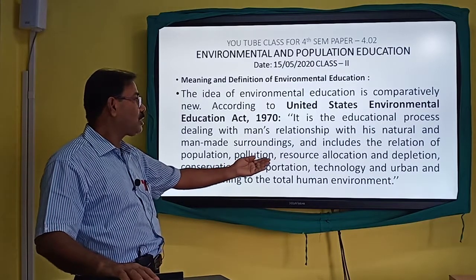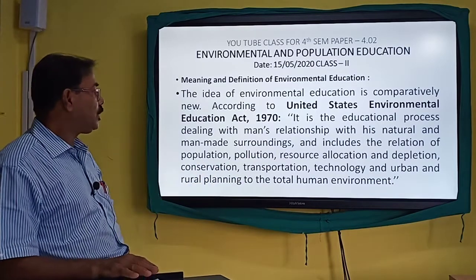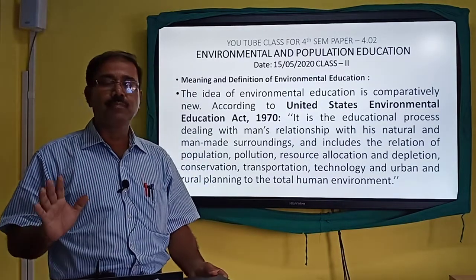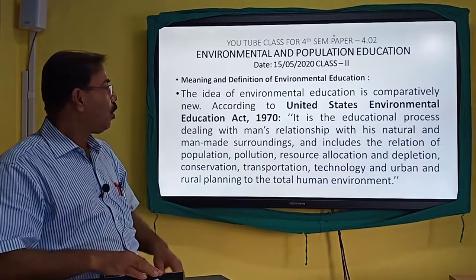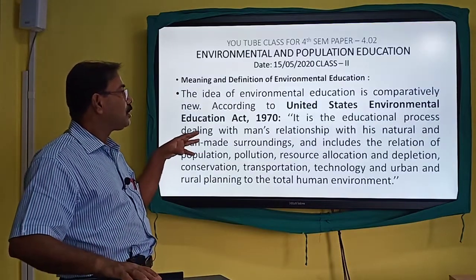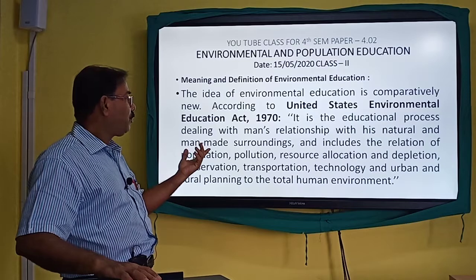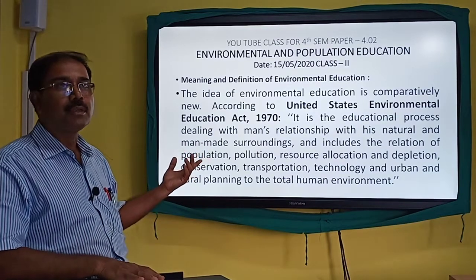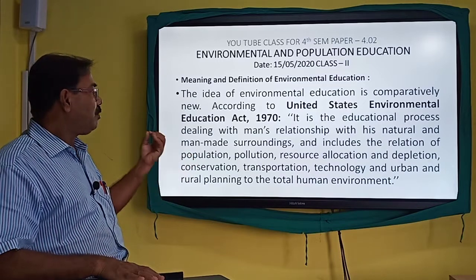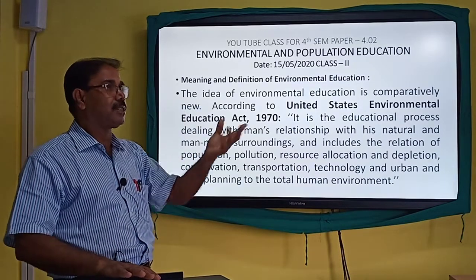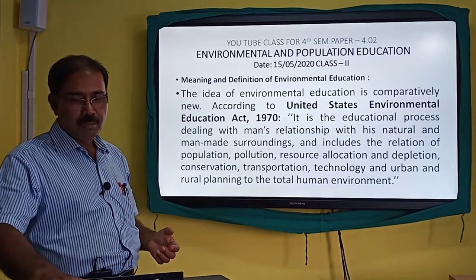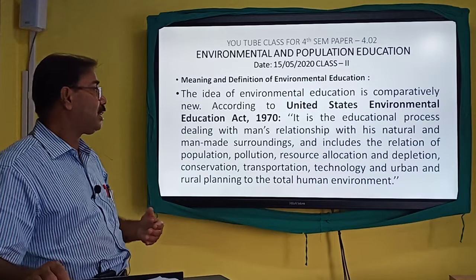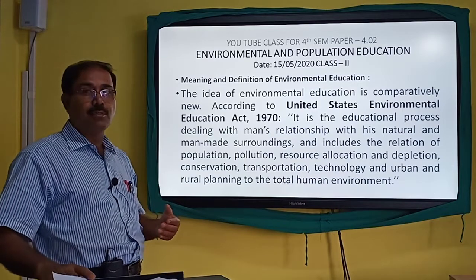Transportation, technology and urban and rural planning to the total human environment. So friends, the subject environment covers all the most important aspects of nature as well as demands of human life. Every demand of human life basically depends on nature, but we are not much concerned about the stock of nature, about the declining quality of nature.